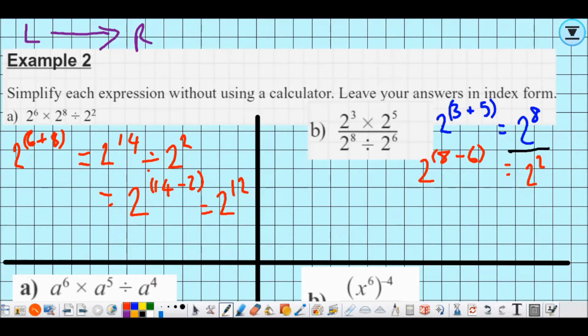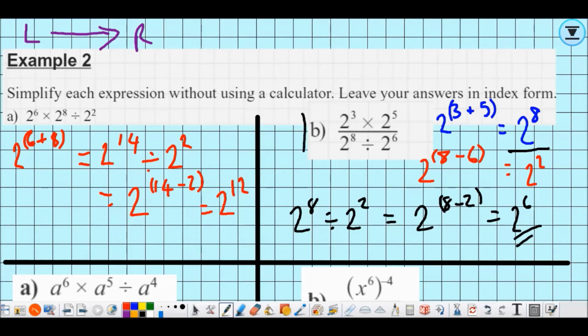Now remember, this is still a fraction, it's still in fraction form. So if I wanted to write that out again, I've got 2 to the power of 8 divide by 2 to the power of 2. So I'm going to do rule number 2 again, 2 to the power of 8 subtract 2, and that's going to give me 2 to the power of 6, and that's my answer.